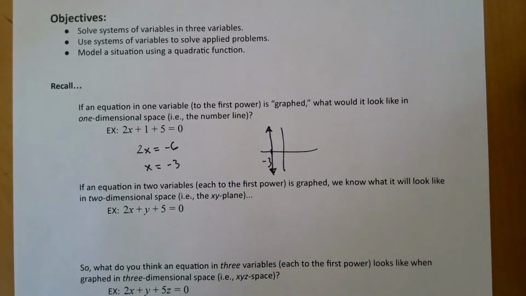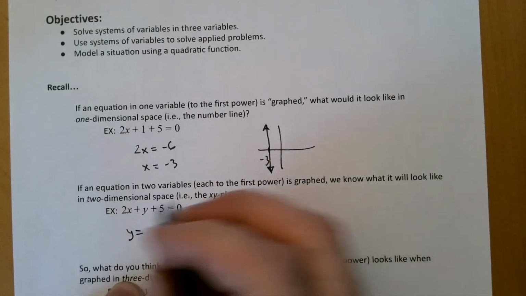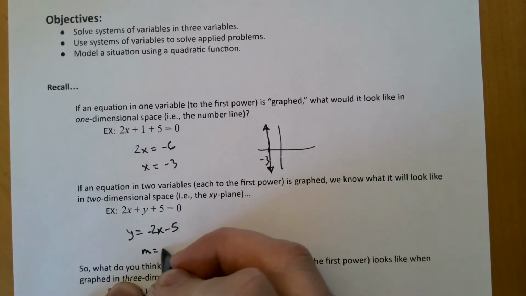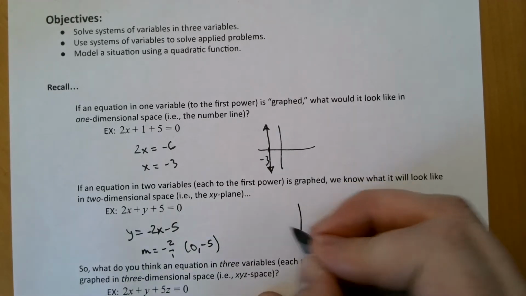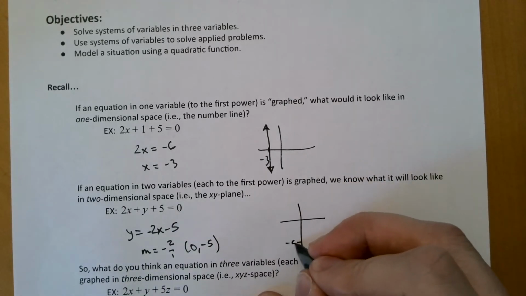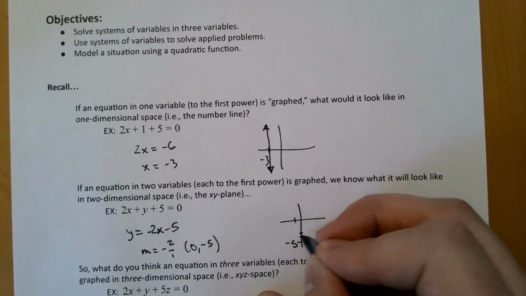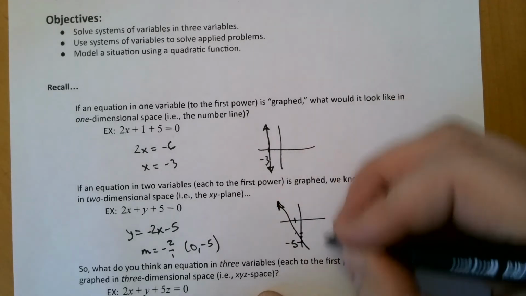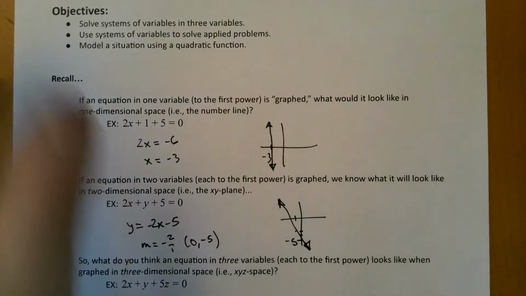So an equation in two variables, well, I might solve this for slope-intercept form. And I might note that the slope is -2/1, that the y-intercept is (0, -5). I'd go to -5, I'd go up 2, back 1, because I'm going backwards instead of forwards. My graph might look something like that. But what does it look like in three variables? Okay, well, that's difficult.